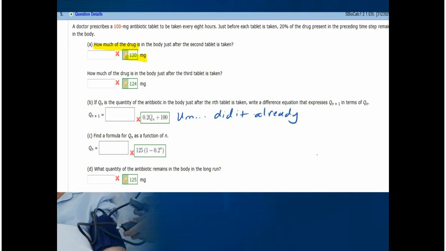The third one that they have here is the recursion equation. Notice they use Qn for quantity. I use Dn for drug. But you see that the recursion equation I came up with matched their recursion equation. The amount of drug in the body in generation n plus 1 is always 100 because you just took a tablet times 0.20 of whatever was left before, which was Dn.